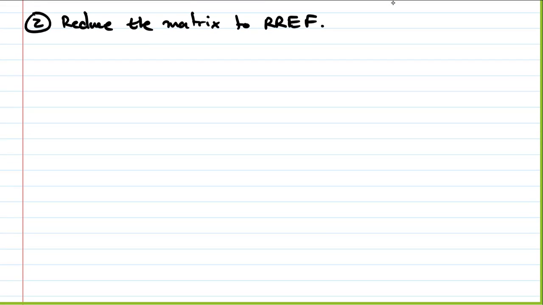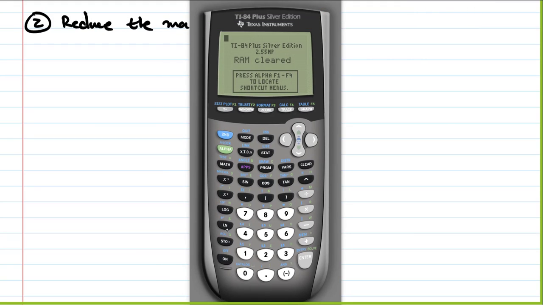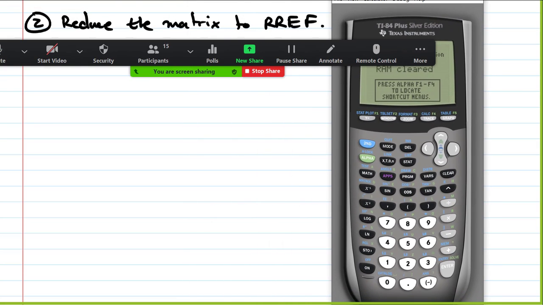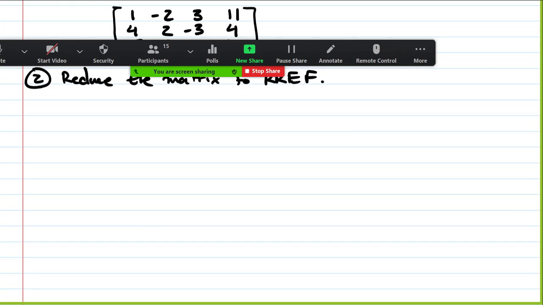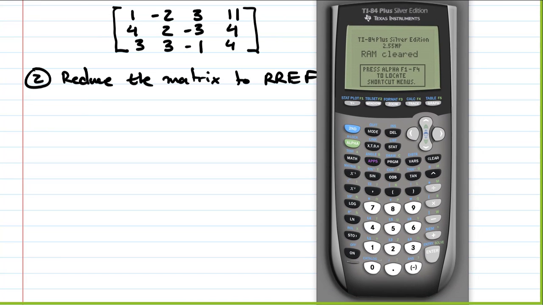To do this, we're going to use our calculator. To access matrices on our calculator, we're going to need our matrix menu. Matrix can be found in the left-hand column. It is the secondary function on our X inverse key. So we go second and matrix. And then the first thing we're going to need to do is edit. So we're going to hit our right arrow and go over twice.